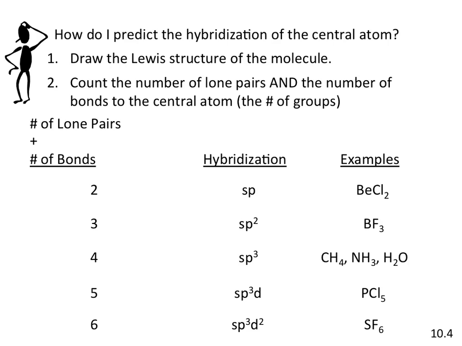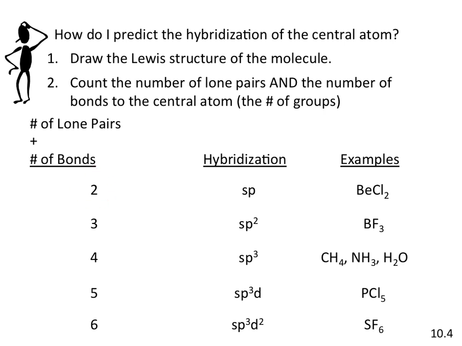So what's an easy way to predict the hybridization on your central atom? Basically, you first want to draw the Lewis structure of your molecule. Obviously, this is a cornerstone of being able to identify the things we're discussing here. Then you look at that central atom and count the number of lone pairs and the number of bonds on the central atom. So basically, your number of electron domains, or your number of groups around that central atom. Depending on what you have, that identifies your type of hybridization.